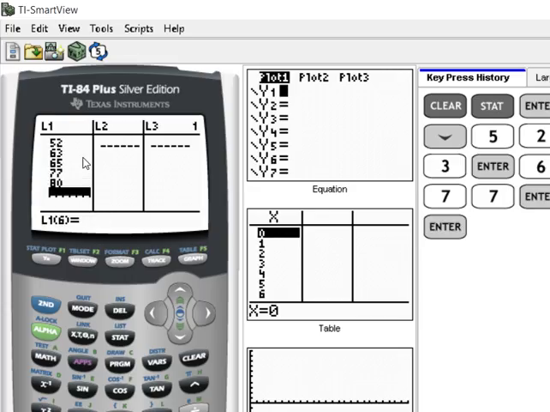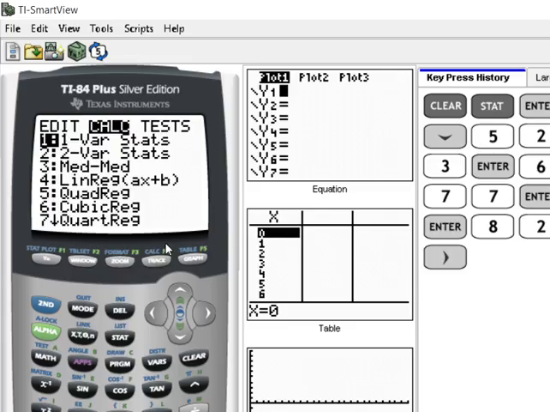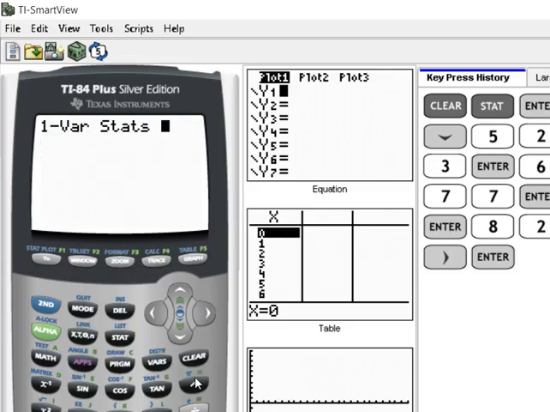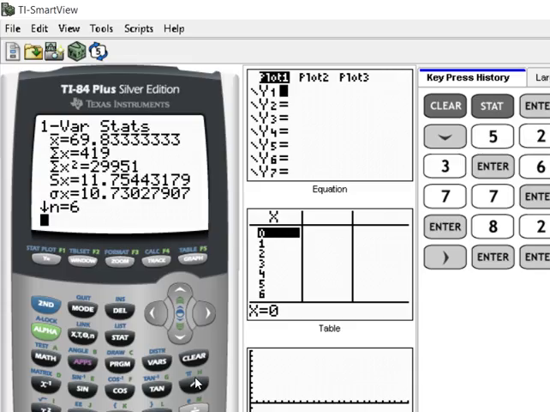Okay, thanks. Now hit the stat key again. Over to calculate, down to one variable statistics, hit enter. Hit enter again. Now remember, if your calculator is a little more advanced, you just enter through all that weird stuff. And now look, here's our x bar. So our mean is 69.8. Our average is 69.8.